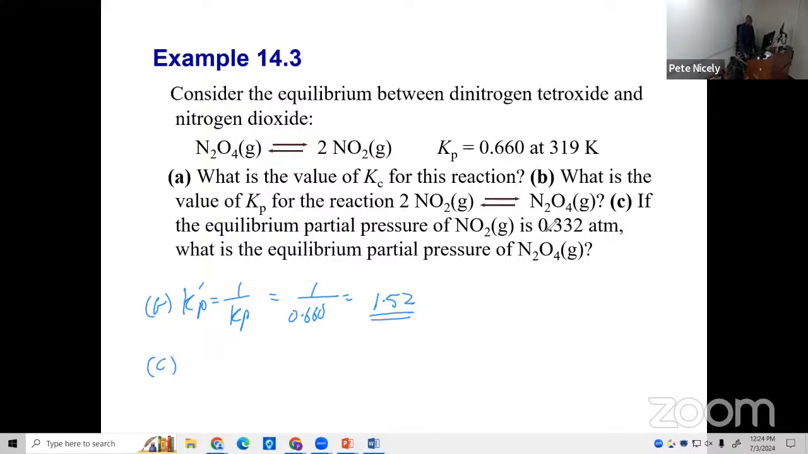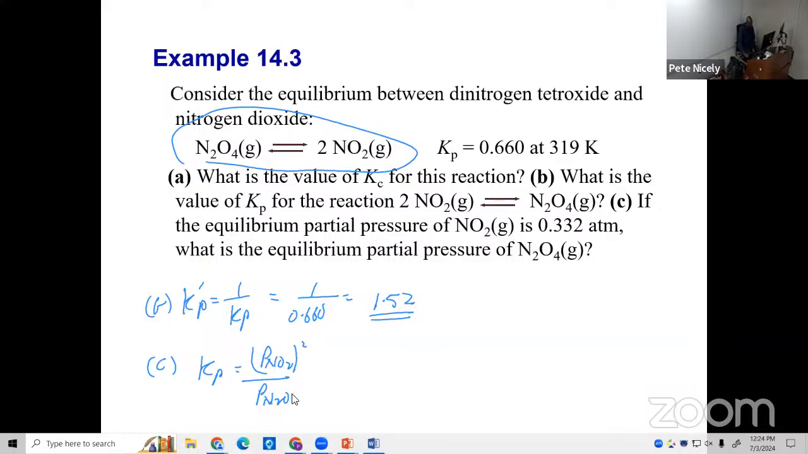Okay, and then we get to C. In the case of C, it says, if the equilibrium partial pressure of NO2 is 0.332 atmospheres, what is the equilibrium partial pressure of N2O4? So basically, this is what we would use. Kp, based on this equation right here, would be equal to the partial pressure of NO2 squared divided by the partial pressure of N2O4.